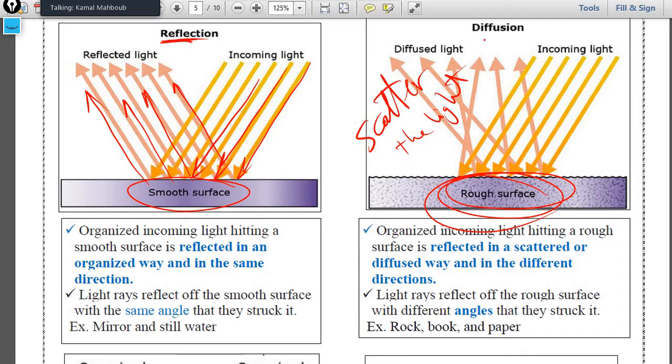Scatter the light. That is called diffusion. Diffusion means scatter the light. The light goes in different directions, like that. Okay? So rough surfaces do not reflect the light at the same angle, in the same direction. Okay? Now this is the difference between reflection and diffusion.